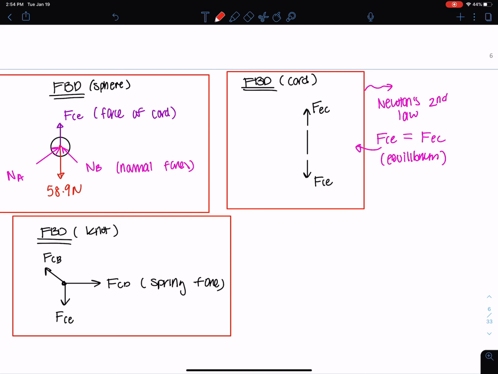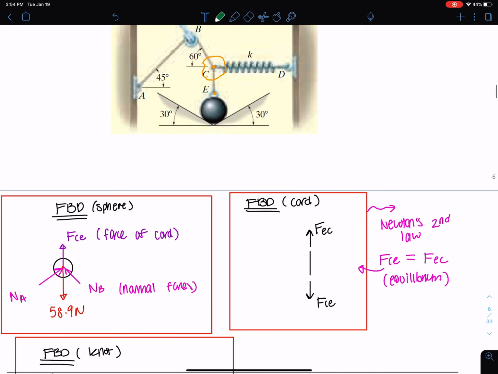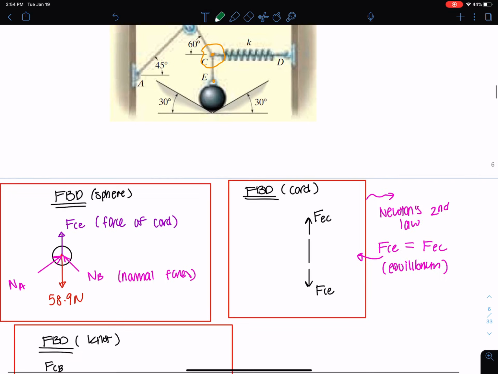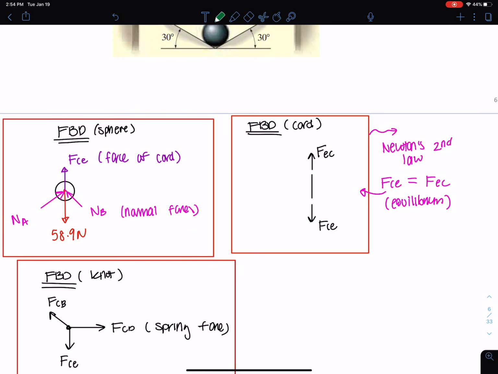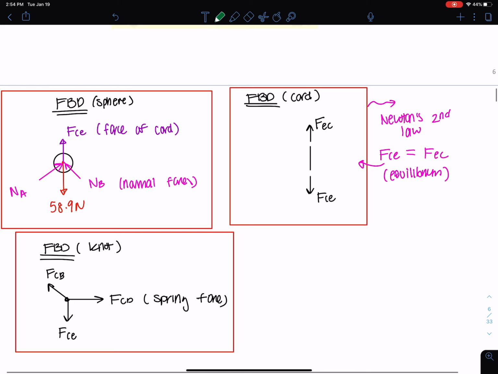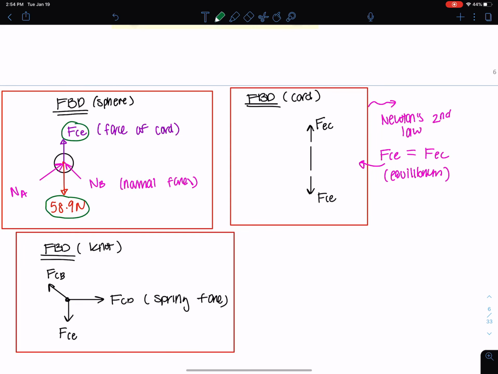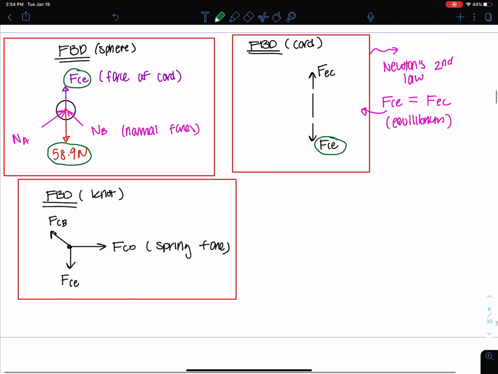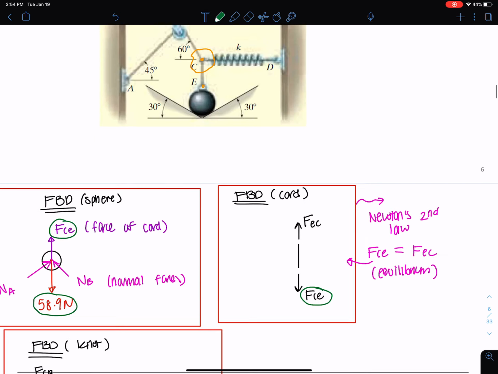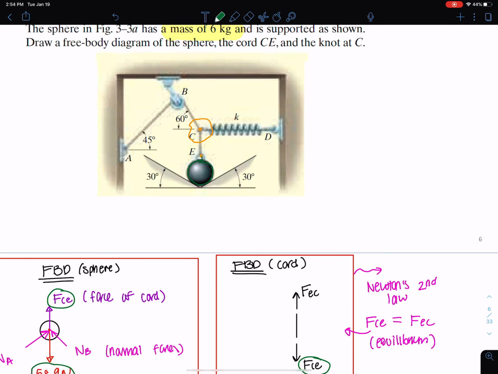Okay, so those are my three free body diagrams. And one thing to note here is, as you can see for the FBD of the knot, the weight of the sphere does not directly act on the knot. Instead, chord CE subjects the knot to this force. So I'm going to show you what I mean by that. The weight is in the same direction as FCE. Then FCE transfers that weight to the knot. So we have the weight here, transferred to the cable here, transferred to the knot, and then throughout the rest of the system.